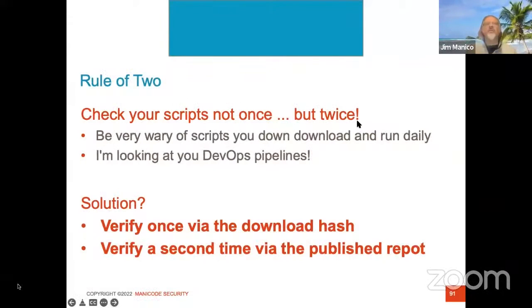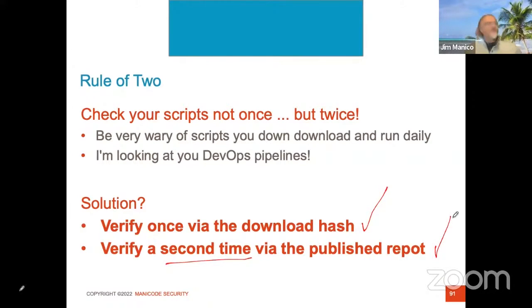So check your scripts, not once, but twice. Whenever you're going to download and run a script, I recommend you do two checks before you run it. Because when we're doing DevOps and building a DevOps pipeline, something very common is you want to check the hash of that script to make sure the attacker didn't change it. I don't think that's enough. Whenever a vendor makes me download and run their script on my server, I'm going to verify once via the download hash and verify a second time from GitHub.